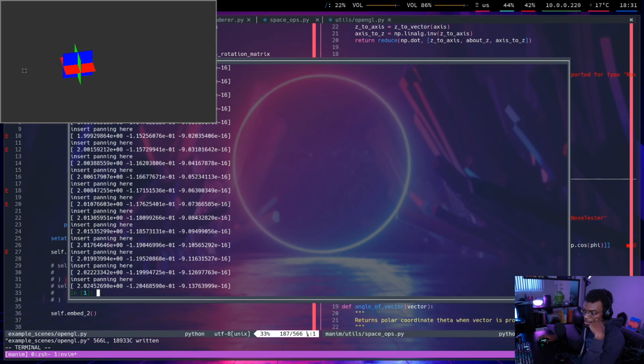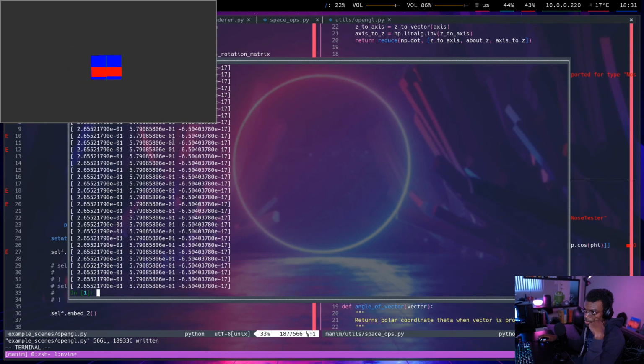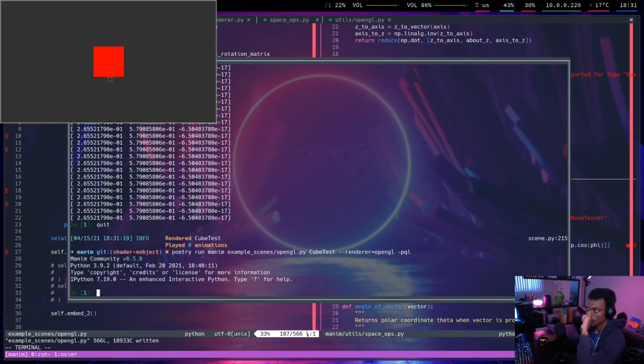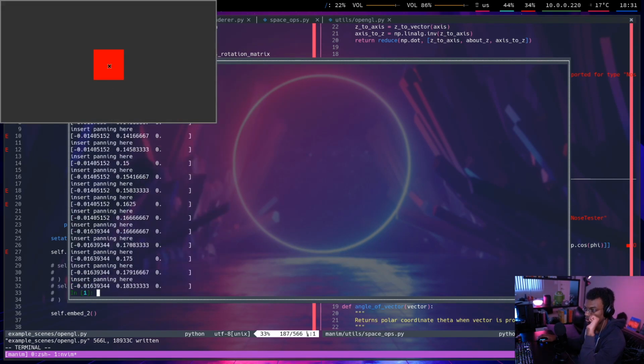It's now moving in the positive x direction, which makes sense. And now the negative x direction. Let me reset this. And if I pan straight up, it's moving in the positive y direction. That makes sense.